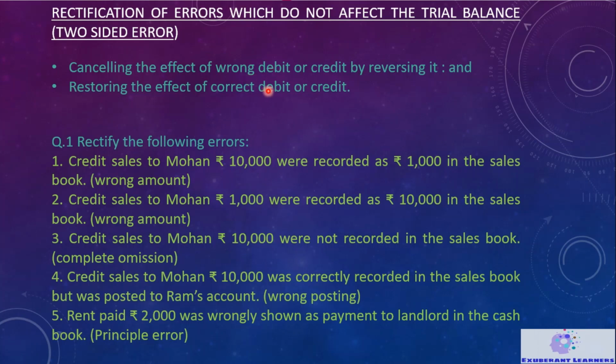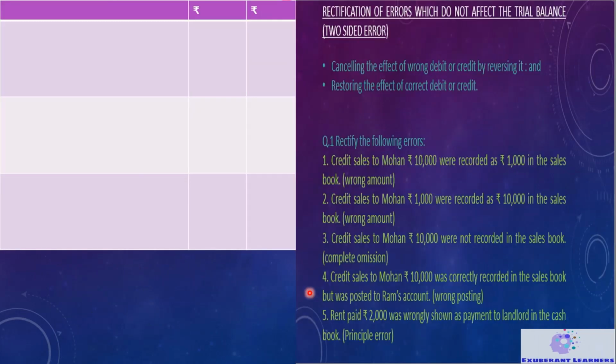And there is one more thing: you have cancelled the wrong thing, but you have to restore the correct amount or correct account, and that is the second step, restoring the effect of correct debit and credit. So the wrong entry on the wrong side is to be cancelled by reversing it, and the correct entry to be written in the correct place, that is debit or credit, restoring the effect of correct debit and credit. So we'll rectify these errors. We'll understand how these two-sided errors are rectified.